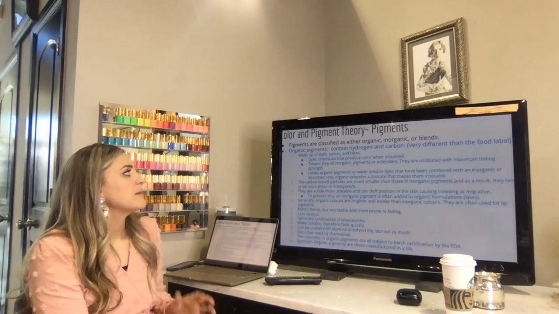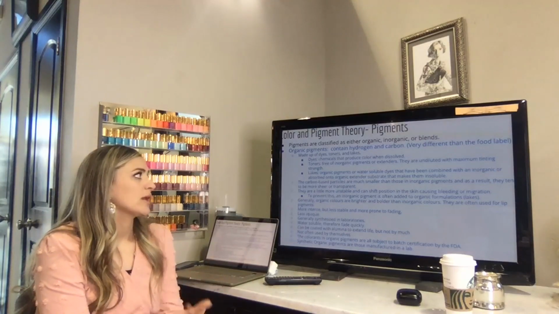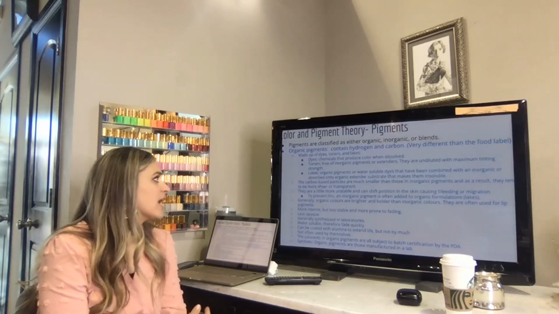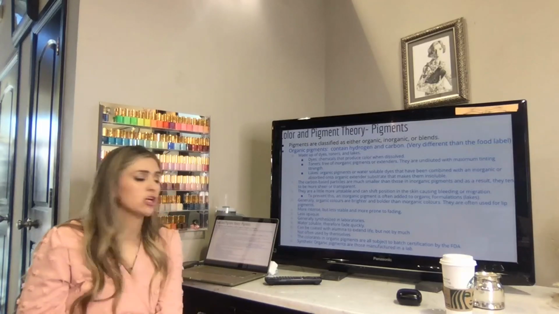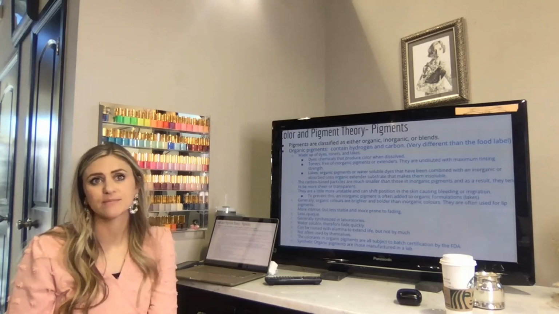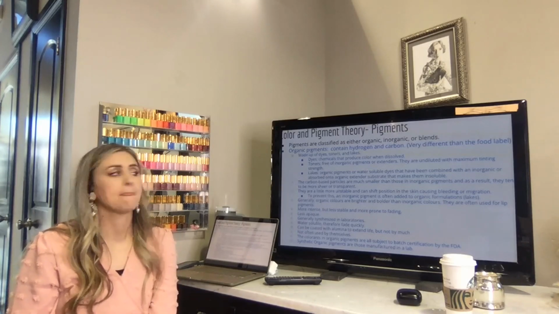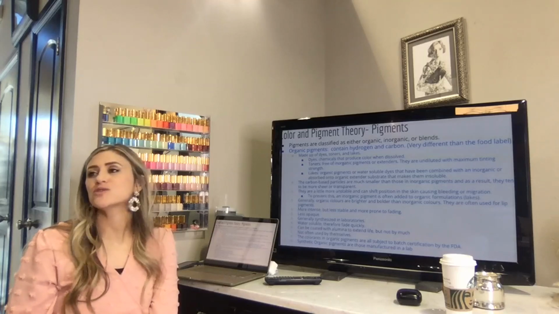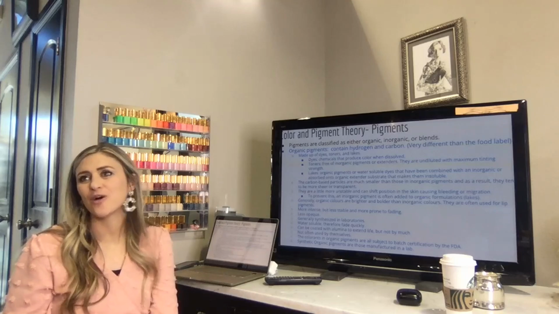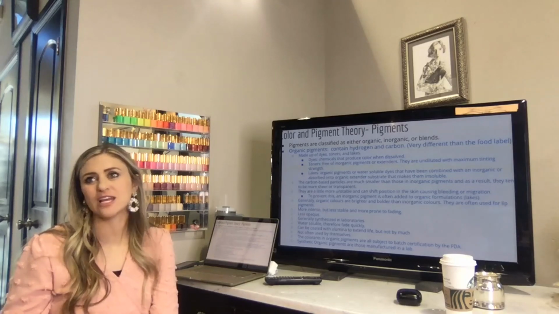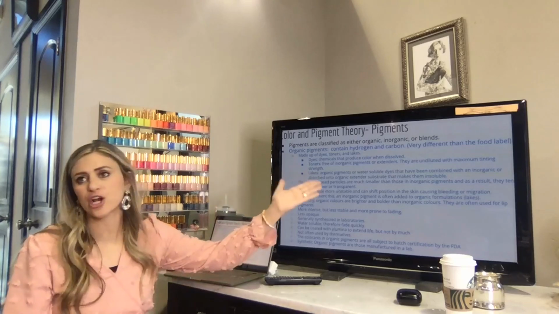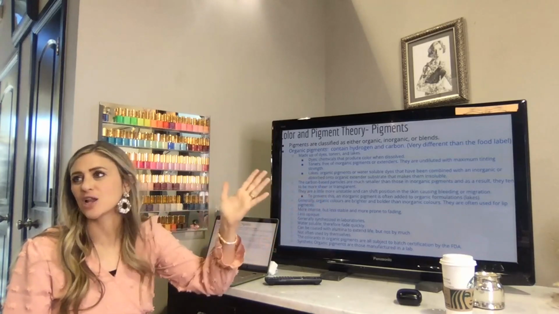Okay, so pigments are classified as either organic, inorganic, or blends. I want to clarify that the term organic has nothing to do with the organic we use for our food. It's not at all the same. So if you get a client or see people advertise only using organic pigments, that's not good. Organic pigments are not necessarily what you need to be using. It just means that they contain hydrogen and carbon.